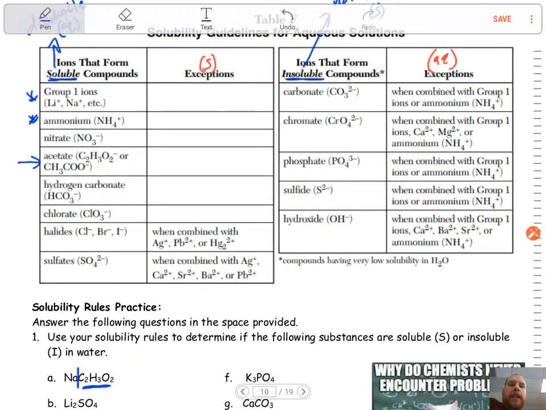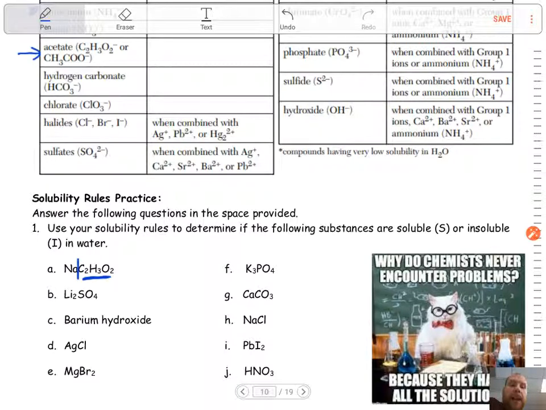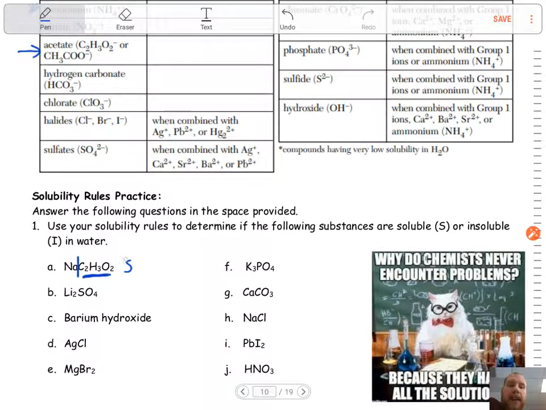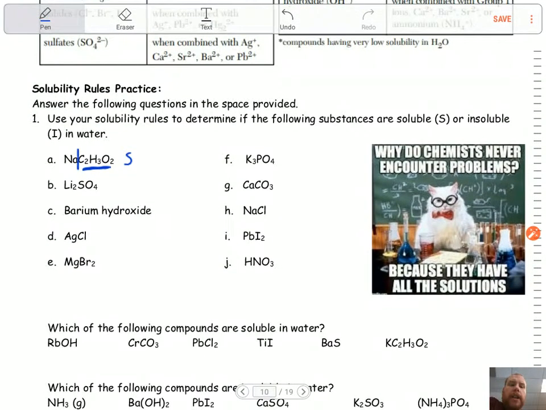That means these are ions that form soluble compounds. Are there any exceptions? No, there's not. So anytime you see acetate, guys, it's going to be soluble and it's going to become an aqueous solution. So we're going to label this as S for soluble. All right, so that's the process we're going to go through. Let's take a look at letter B.